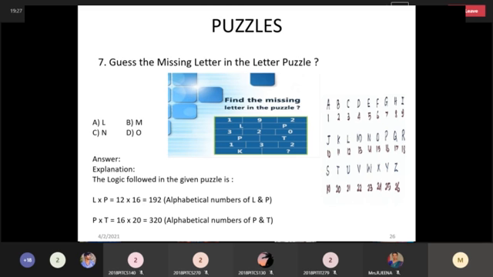And L into P, what is the L? We have the value 12, and then P, we have the value 16. 12 into 16, we have 192. So option A is the right answer. LP 192, PT 320, and then KL 132 is the right answer.